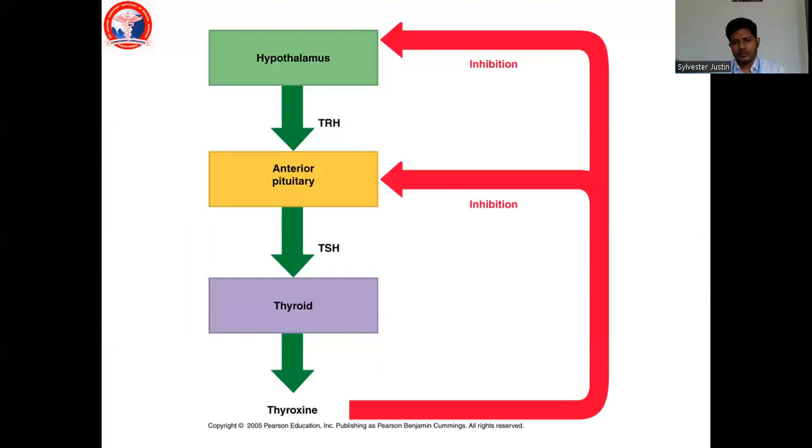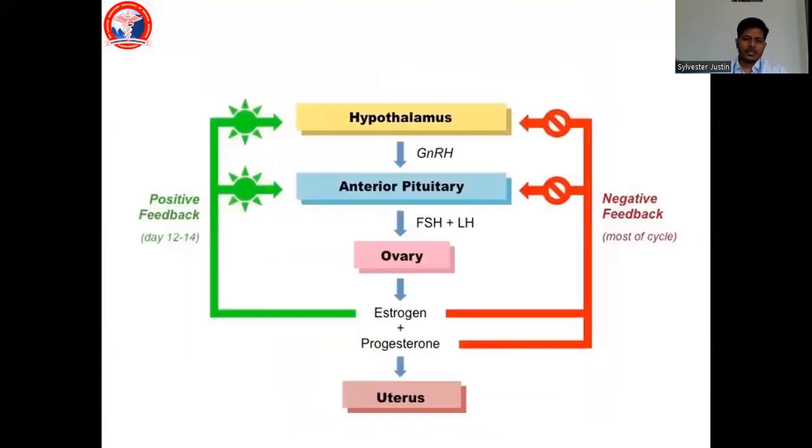of control. For example, hypothalamus secretes TRH, which helps anterior pituitary secrete TSH, which helps thyroid secrete thyroxine, which goes back and gives negative feedback and inhibits the anterior pituitary and hypothalamus and completes this feedback inhibition loop. Another example, hypothalamus secretes GnRH, which helps anterior pituitary secrete FSH and LH, which helps ovaries to secrete estrogen and progesterone. And most of the time, this also goes and has a negative feedback on pituitary and hypothalamus.